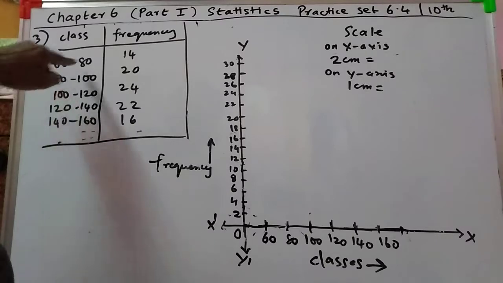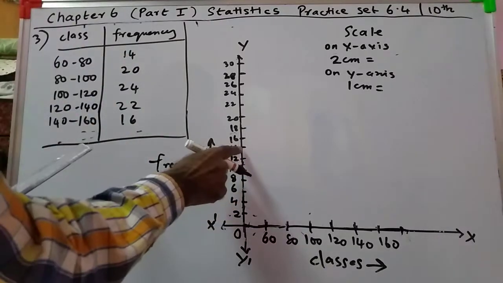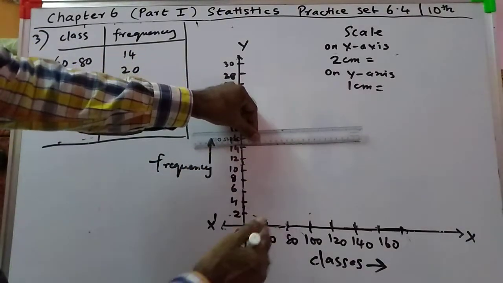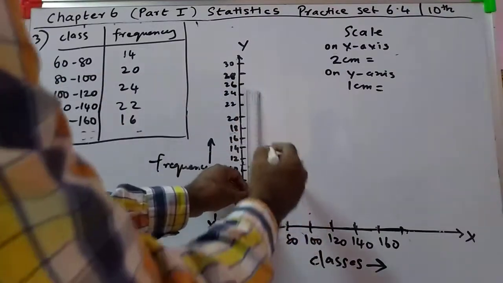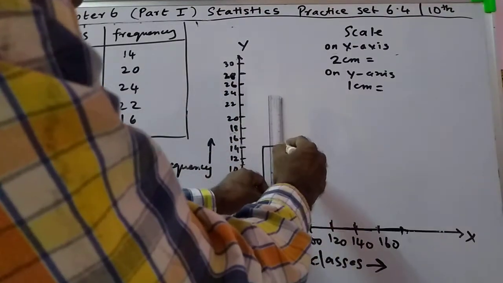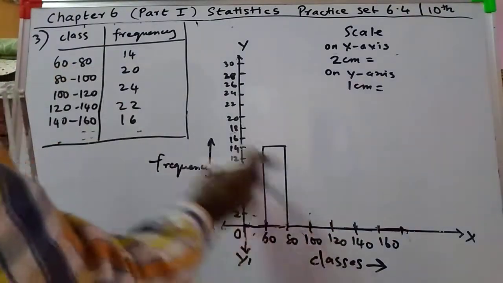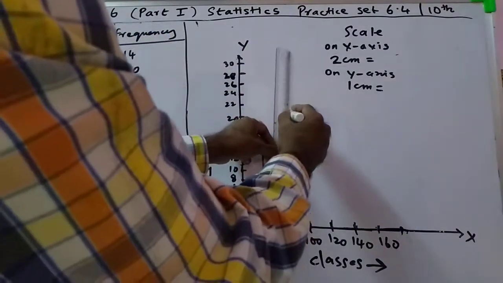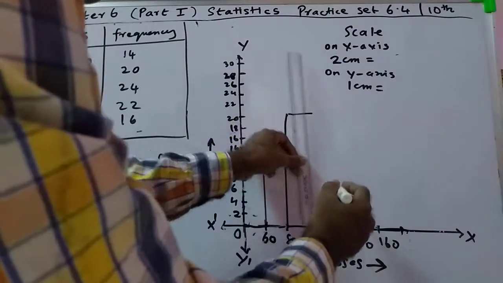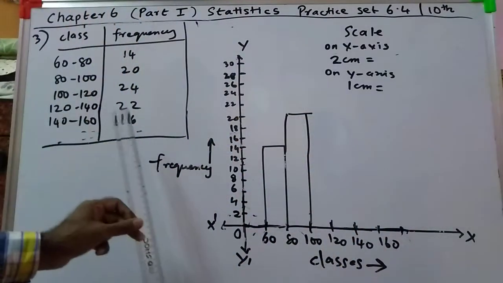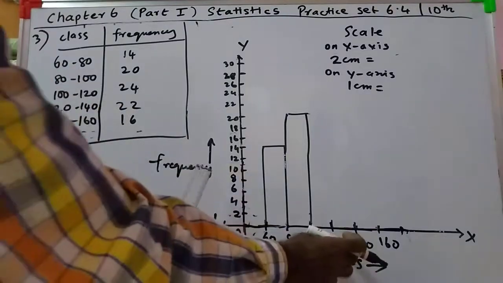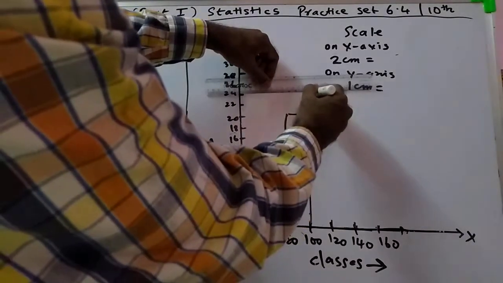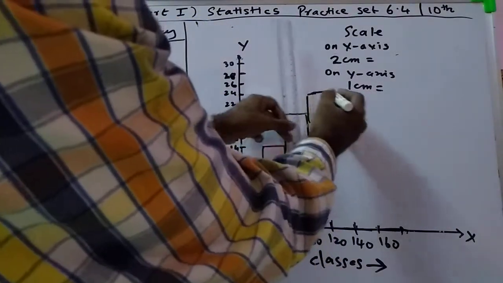Okay, now let's plot for this. 62 and it is 14. Okay. 14 is here. 62, 80. Then just join it. That's all. Now 80 to 100. It is 20. 20 is here. So take 20 here. And join it. Next one is 100 to 120, 24. Okay. 24 is here. Just draw it here. And just connect it. That's all.